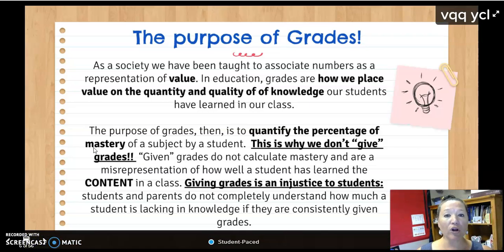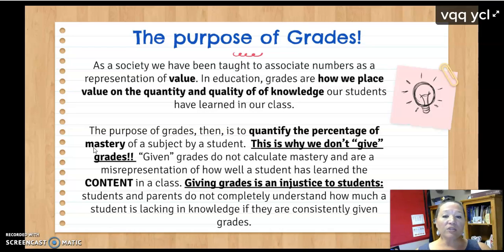Thank you, everybody, for your comments. So here, the purpose of grades, as a society, we've been taught to associate numbers as a representation of value. And here, grades are how we place that value on what they're learning, the quantity and quality of their knowledge. Are they learning what they're supposed to learn? The purpose is to quantify the percentage of mastery, not just to give them a grade, not just so that we can put something in the grade book, but to authentically assess what are they learning and how are they learning it.